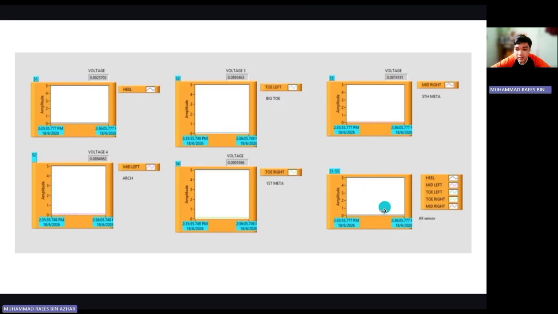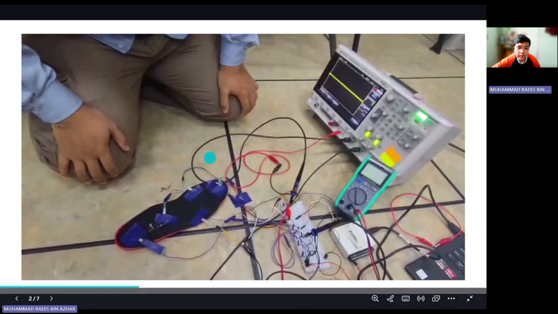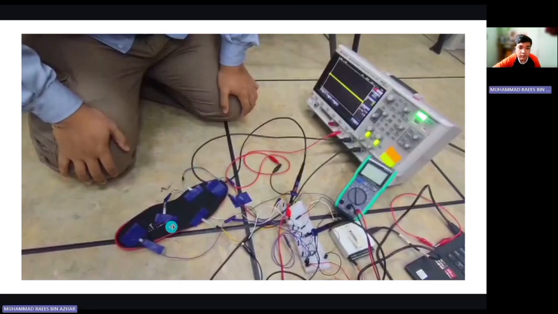So this chart will generate a signal for each sensor. Meanwhile, all the other graph charts will only generate one signal for each sensor. So we have the heel, two left, mid right, two right, and mid left. All right, so this is how we place our sensors. We put them on something like a shoe. Each one, we have 5 sensors.